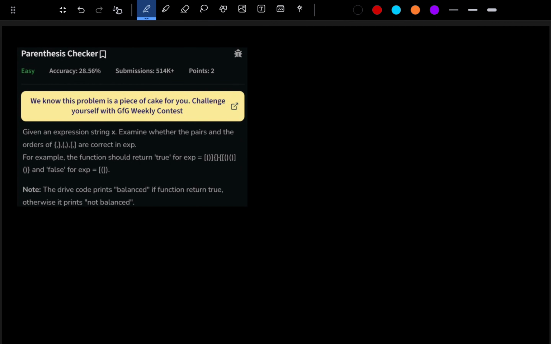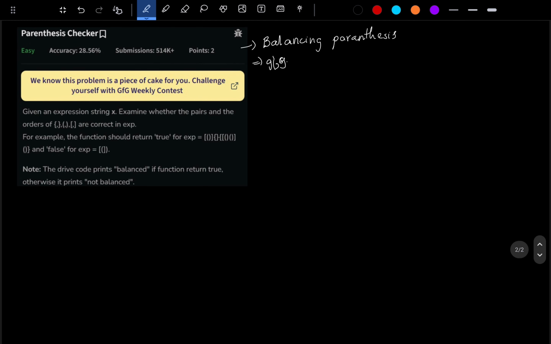Hi everyone, today we will be solving the question of parenthesis checker, or you can say balancing parenthesis, on Geeks for Geeks. This is an easy question and you can solve this in O of n time complexity and also space complexity using stack implementation.